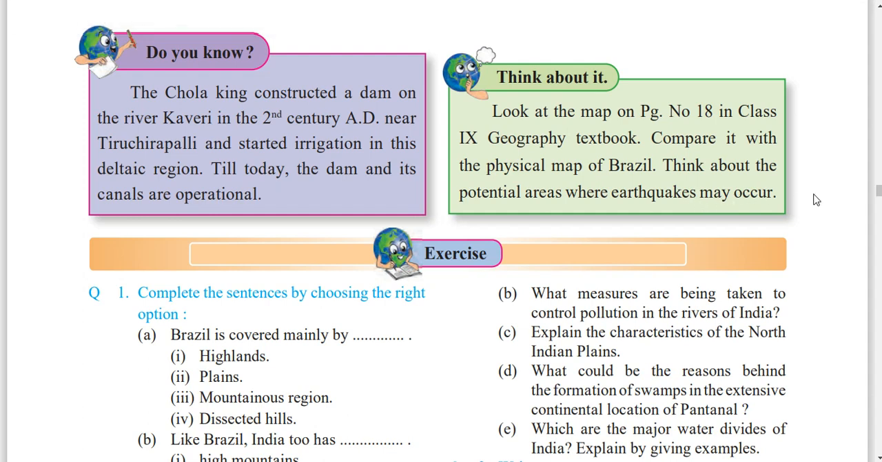So this is all about the chapter. Exercise we will do in a separate session.